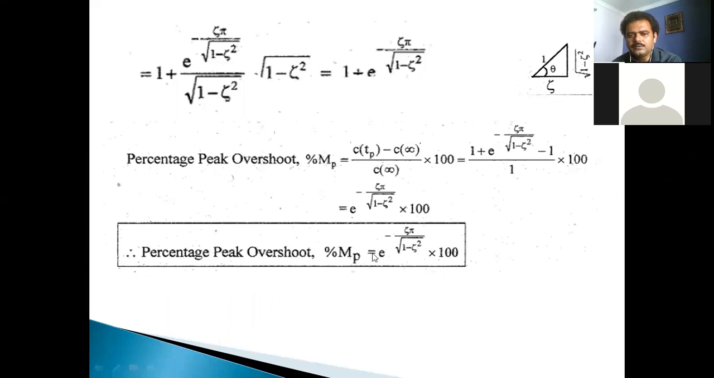Percentage overshoot is a very important formula. It is equal to e to the power of minus zeta pi by square root of 1 minus zeta square, into 100. If it is very high, then in the case of motors, generators, or wires, the insulation level mainly depends upon this peak overshoot value, whether it is twice or thrice the final value. That's why it is very important. So that is about peak overshoot.